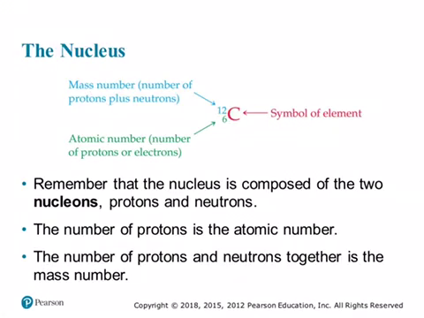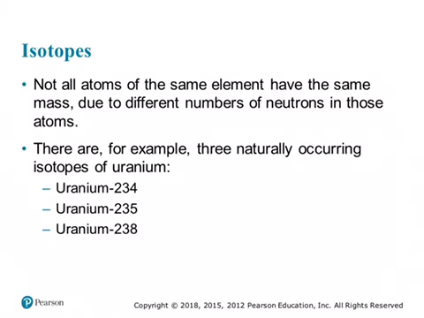You know that we have the nucleus, and in the nucleus are our nucleons. They refer to the protons and neutrons. The protons is also our atomic number, and the number of protons and neutrons together is our mass number. Now we know that not all atoms of the same element may have the same mass, and that's because they differ in a number of neutrons. So we refer to these as isotopes. Isotopes are of the same element. Their atomic number is the same, but their mass numbers differ due to their differing number of neutrons.